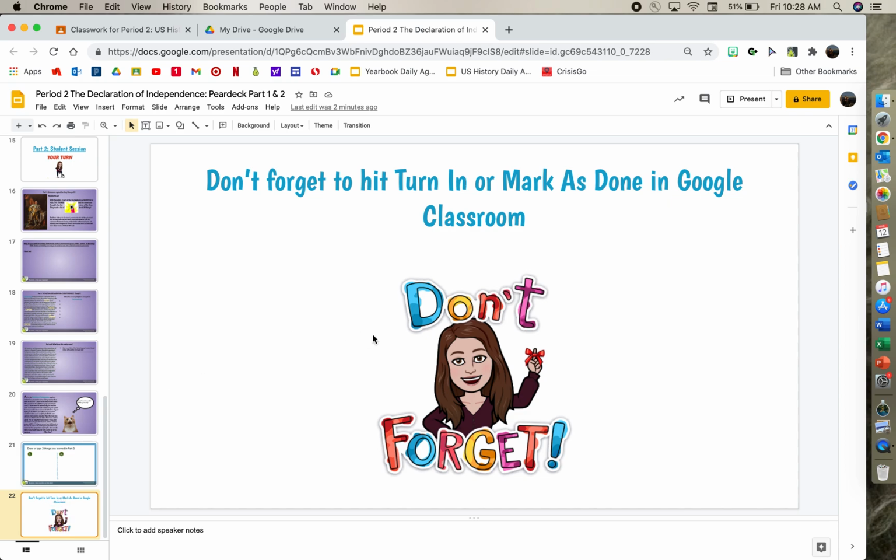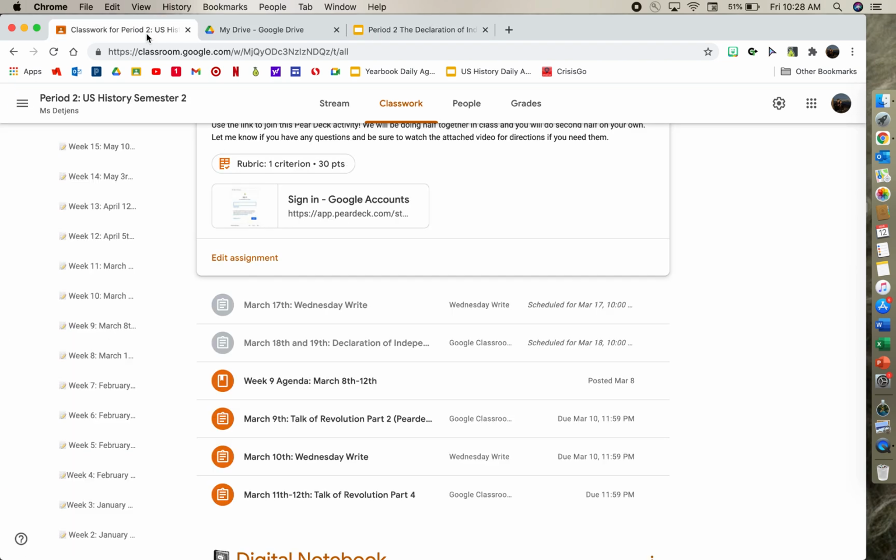And then once you reach 22 out of 22, you'll get to this slide, and this just means that you finished the whole Pear Deck. So you just go back to Google Classroom, and you just press mark as done.